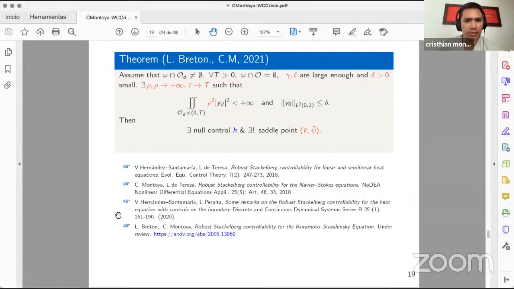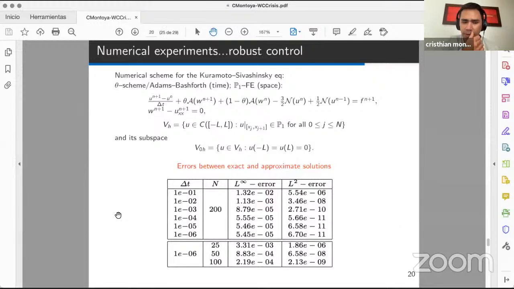This is essentially the information with respect to the theoretical part. That means we have three forces. Two forces are related with the robust control, and one force, the leader, is associated to the controllability process. For the numerical part, we only describe the scheme for people with some knowledge of the theoretical framework.